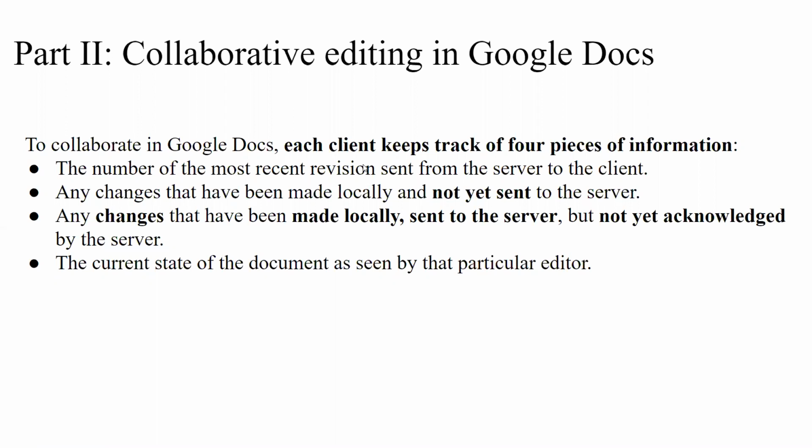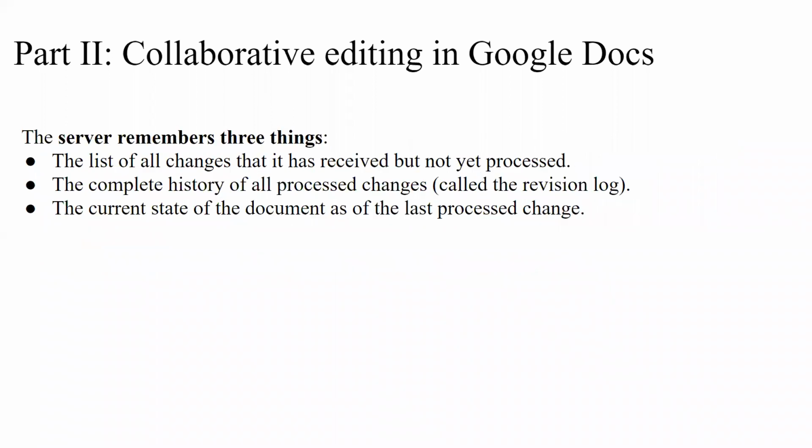End clients, and then you have your central server. So at the client, I'm tracking 4 different types of information. One is the most recent version that was sent from the server to me. Then any changes that I have made locally but have not sent to the server. The third is the category where I have sent my changes to the server, but I haven't received acknowledgement. And the fourth one is my current state, the document that I can see.